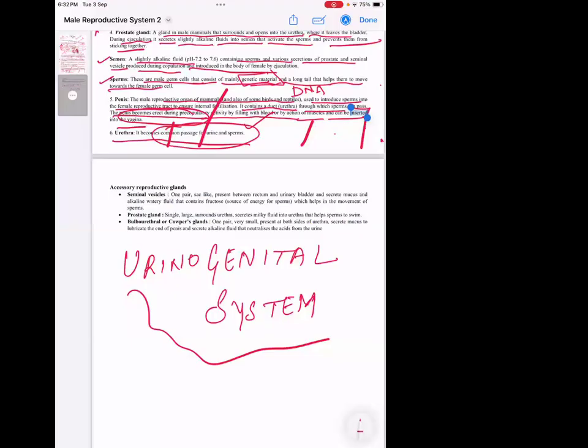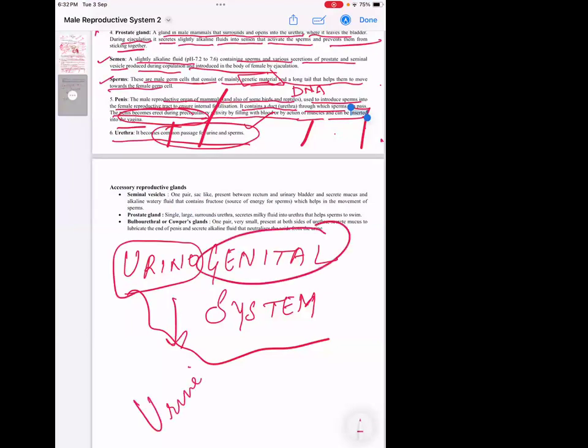See, urino is a word for the urine, and genital is for the private part, which is basically the passage of the sperm. That is why the male reproductive structure is called urinogenital, because it carries both sperm and the urine. Genital means basically related to sex, which is the sperm here. So if they ask you in the paper what is the other name of the male reproductive system, it is the urinogenital system.